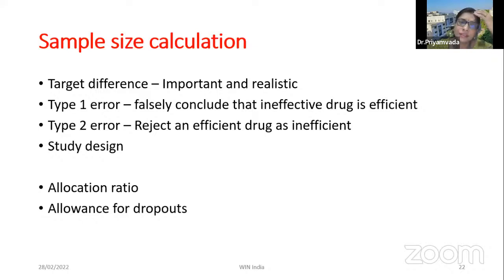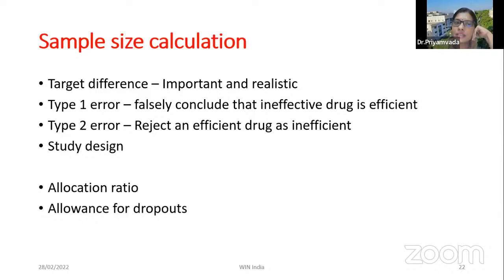And the next factor which you need to consider is a type 1 error. Type 1 error is actually the false positives. And type 1 error is going to be a major problem because you are falsely concluding that the drug is effective, whereas actually it does not work. And you might end up exposing a lot of patients to this unnecessary drug. So type 1 error usually is kept at 5%.